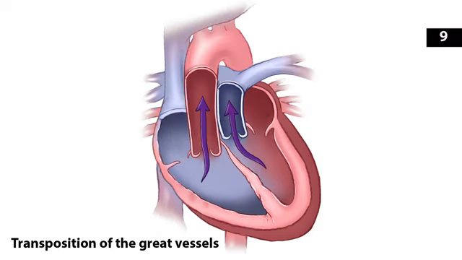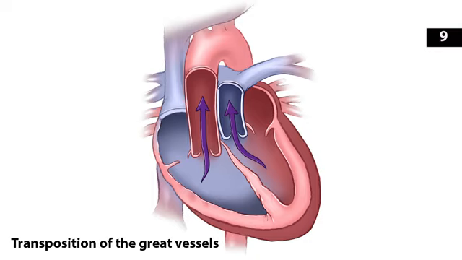The second one was transposition of the great vessels, which means the aorta and the pulmonary trunk switch positions. Again, this is related to failure of the normal aorticopulmonary septum to develop properly. So the left ventricle is pumping blood back into the lungs, and the right ventricle is pumping deoxygenated blood into the aorta and the systemic circulation. So you have complete separation of systemic and pulmonary circulations, 2 completely separate closed loops.